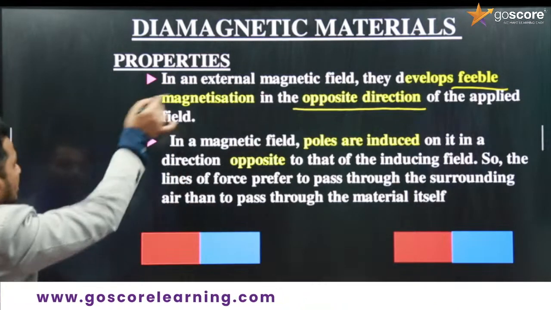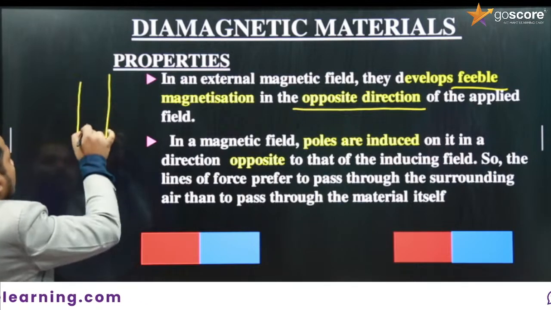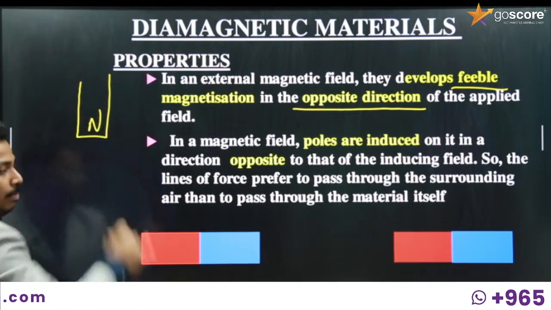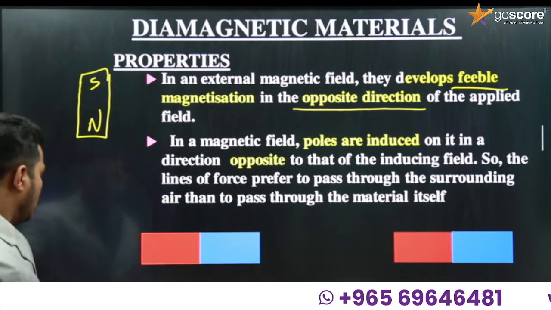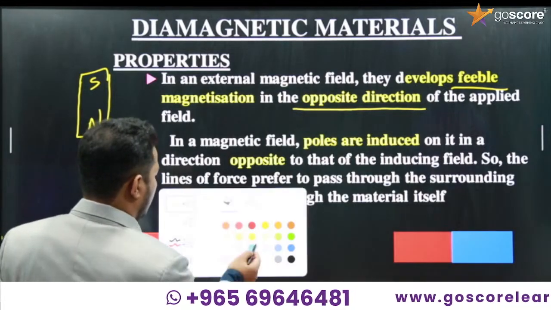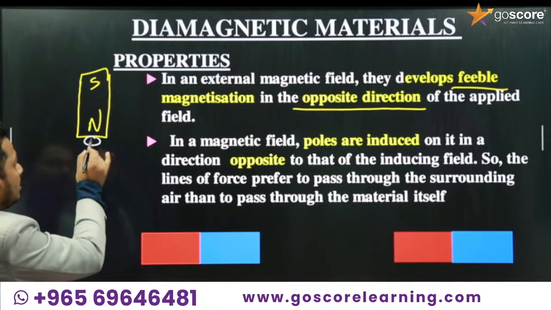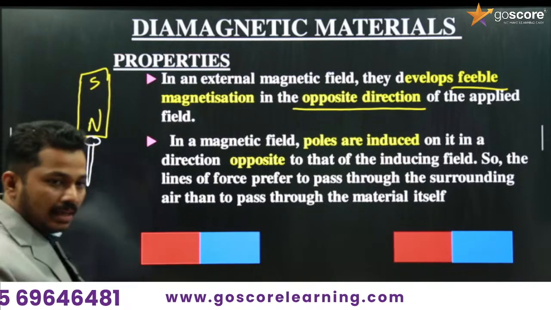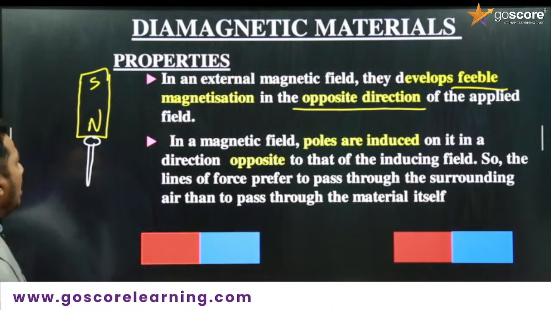To understand it clearly, let's consider a bar magnet. Imagine that this is the north pole of a bar magnet, and the south pole is also there. I have taken an iron nail, and it will be attracted, right? An iron nail will be attracted by a bar magnet.